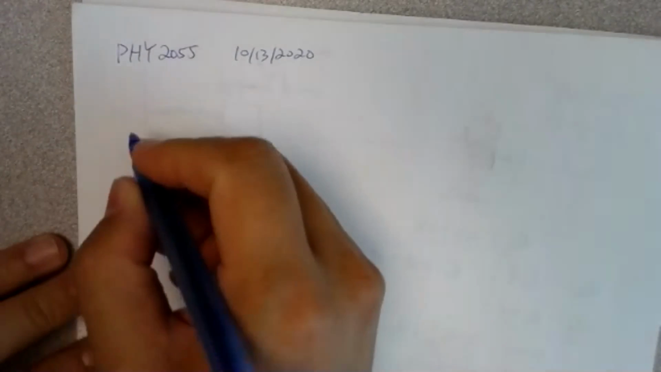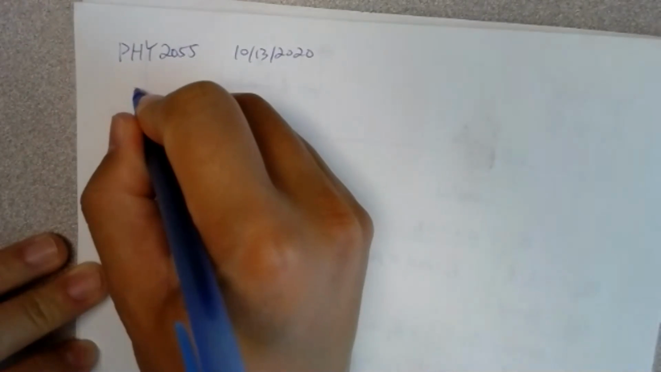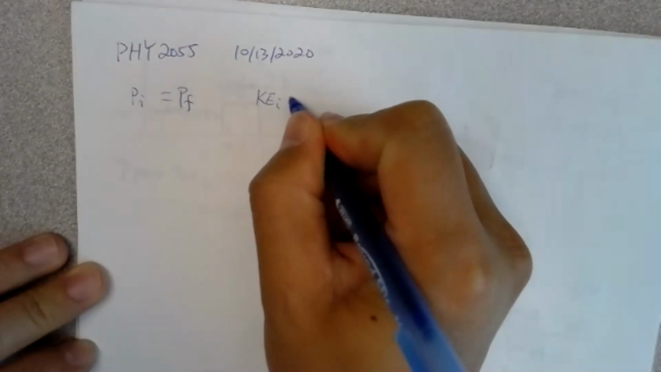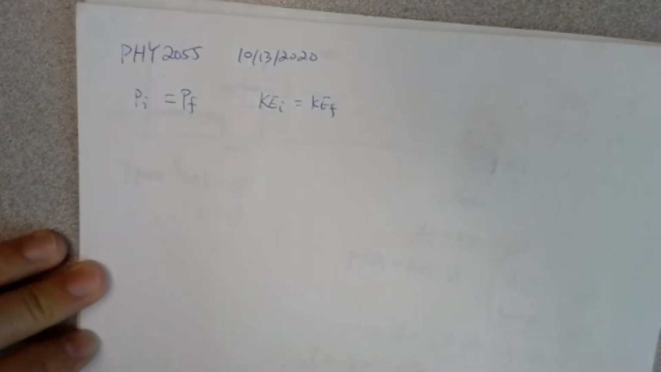All right, so two conditions: conservation of momentum. That means initial momentum should be equal to final momentum. So initially, P initial should be equal to P final, okay? And then KE initial should equal KE final. So these are the two conditions you will apply here.